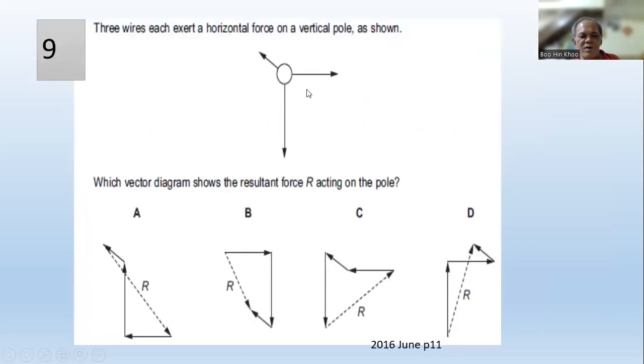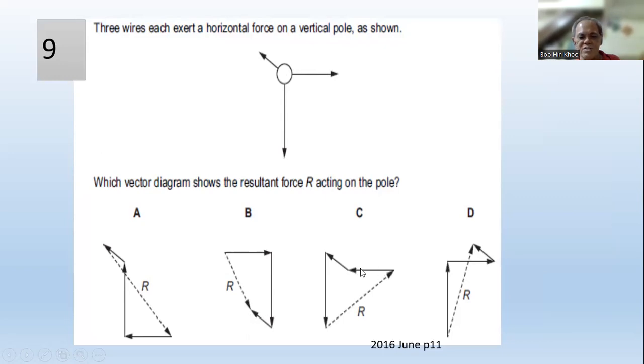As I said, we can add in any order as long as you follow the direction. 3 wires each exert a horizontal force on a vertical pole as shown. That's a vertical pole, there are 3 forces. Which vector diagram shows the resultant force acting on the pole? Okay, we can try out. This is correct, this is correct, this direction is wrong already. That one is correct, that one is correct, that one is correct. So that's the answer.